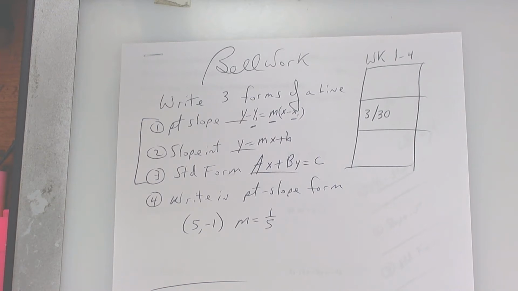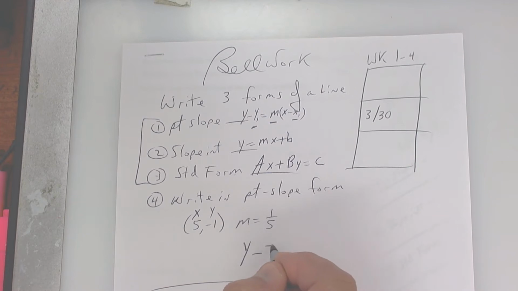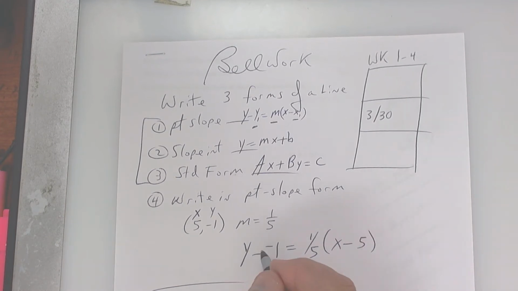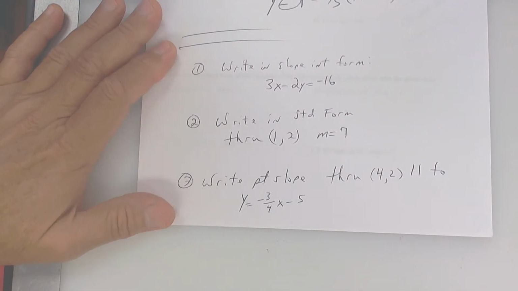Let's take a look at number 4. Write in point slope. Well, here's your point. So it's going to be y minus your y equals your slope, and then x minus your x. Change that to a plus, and you're done. All right, let's keep moving. Copy all of this down on a new sheet of paper.